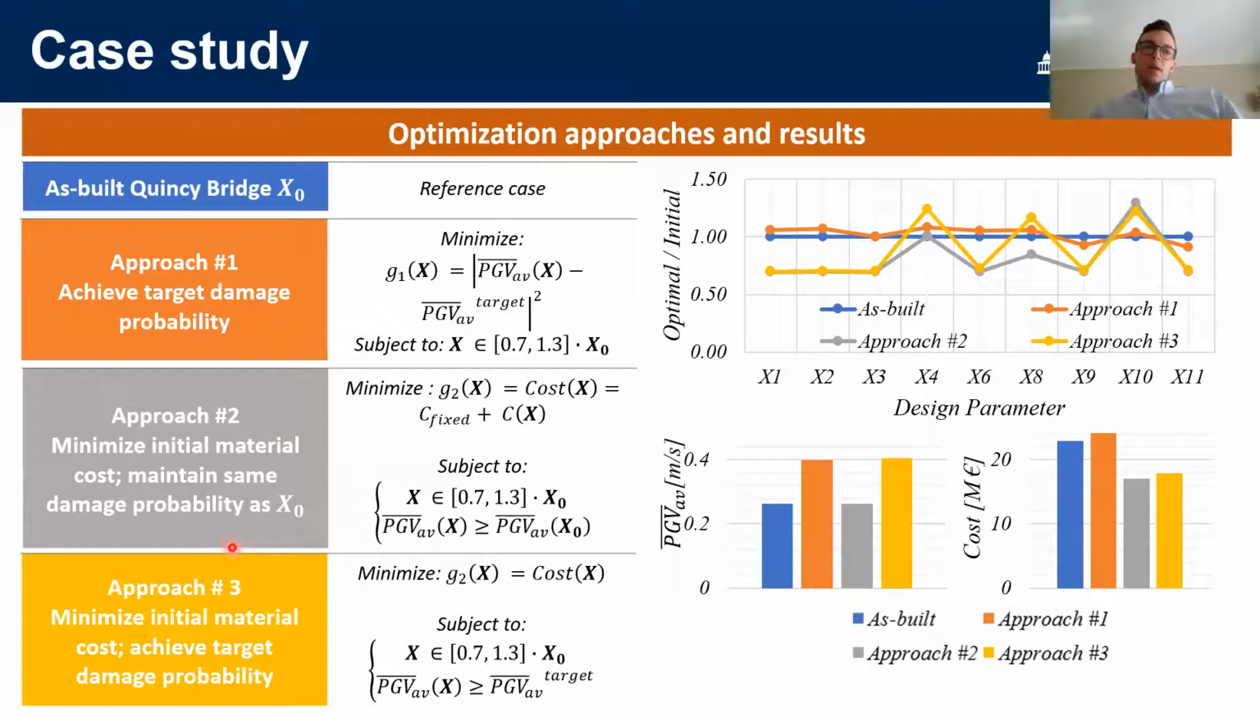Last, in approach 3, I try to minimize the initial material cost again, but also trying to achieve a higher performance of the structure, meaning that I wanted a lower probability of failure, which again I set to be 0.4. And as you can see, the cost is reduced with respect to the initial one, but is not as low as the value we obtain just optimizing the cost of the structure and setting a lower level of safety for the bridge.